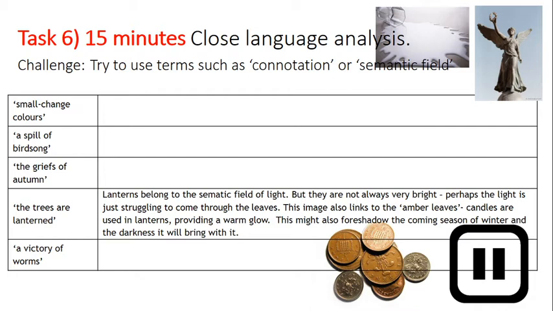So in as much detail as possible, thinking about every single aspect of every single word, can you please fill in the columns on the right hand side? And that should take you about 15 minutes. If you want to do really well and if you'd like to challenge yourself, you could try using terms such as connotation or semantic field. And if you've forgotten what they are, just pause the video, rewind it, and it tells you on the previous slide. So pause now for 15 minutes, as much detail as possible.